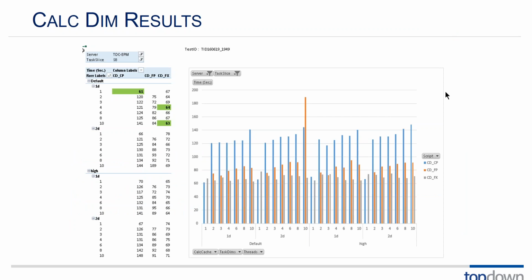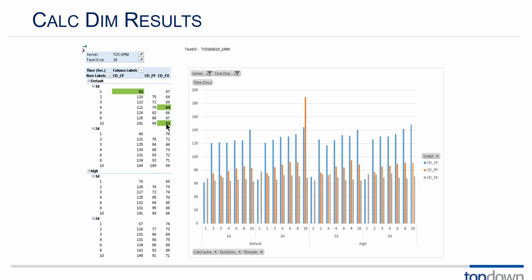So CalcDim, what we found here is that this is a pivot graph in Excel that brings in the... I used two different servers, a VM server and our development environment. These were all done on my VM. So we're going to analyze the task slice against calculator cache, default, and high, a number of task dims, one task dim and two task dims, and a number of threads indicated here.